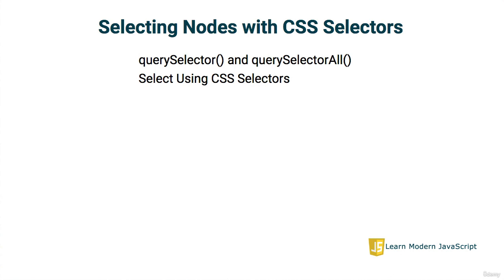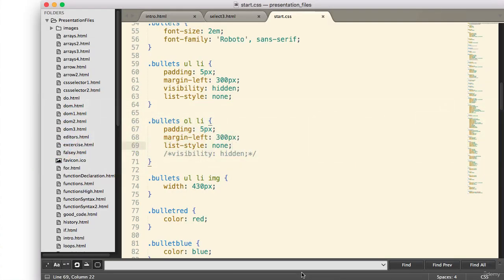Now, if you have done any CSS, you are probably very familiar with CSS selectors. If you have not, this may be new to you. I will show some example CSS selectors to give you an idea, but let me first show you what a CSS selector is. In this CSS page that I have, right here is a CSS selector. For example, this says the class bullets, and inside of that, the UL tag, the LI tag, and then it applies this style to the resulting elements.